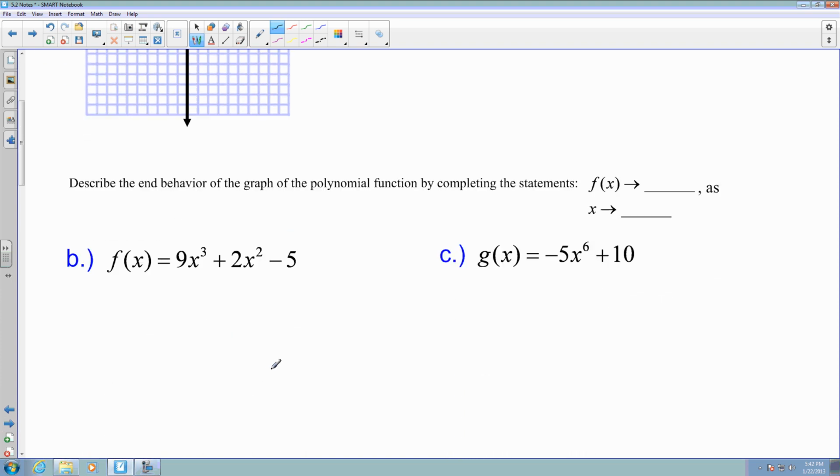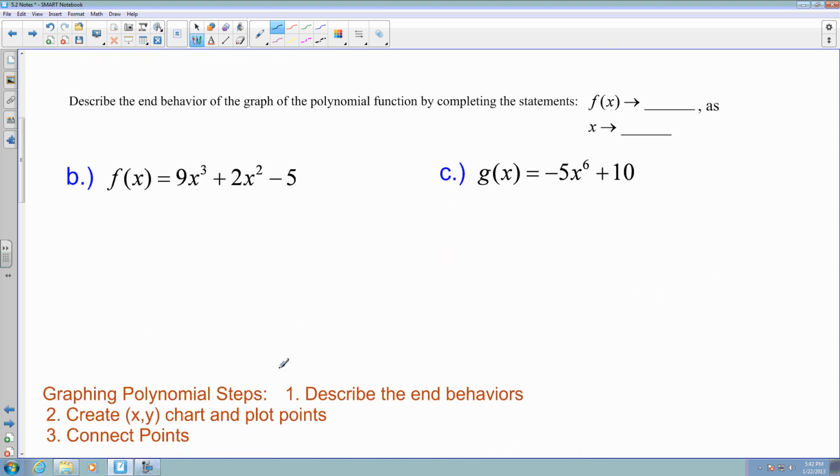So what I was looking for in these examples is I wanted to be able to describe the graph by determining its end behavior and then completing the statement. I want you to complete this statement for both x approaching negative infinity and positive infinity. I want to know what f of x is doing when x is doing those two things.